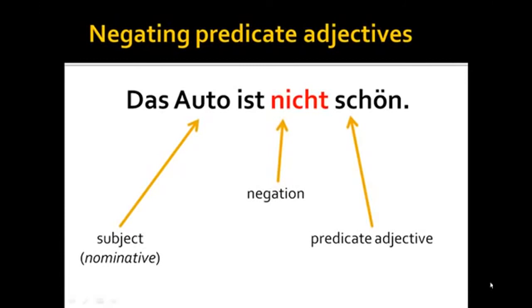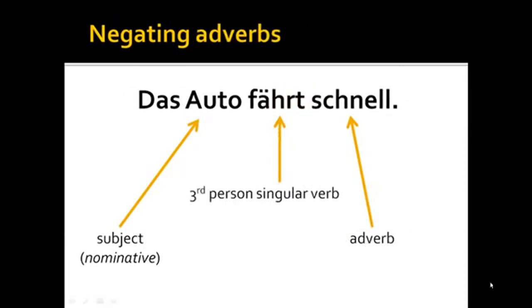Now, cars do other things besides manifest beauty, and for instance, they drive. So, das Auto fährt schnell. We have a subject in the first position, a verb, a different one in the second position, fährt, and an adverb in the third position at the end of the sentence. Now, das Auto fährt schnell.